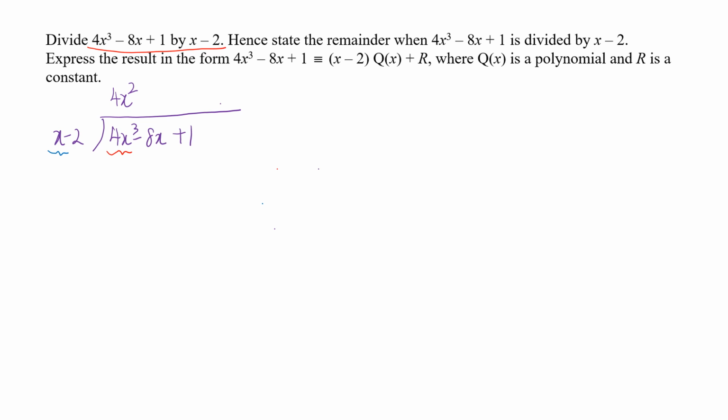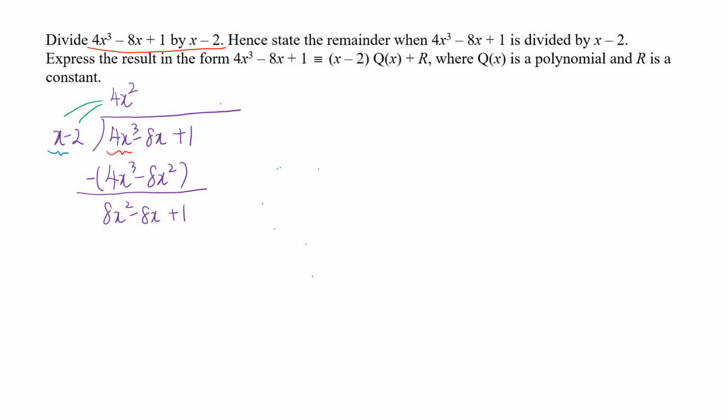Once you get the first term, the next step is to multiply the first term with both terms of your divisor. So that will give 4x cubed minus 8x squared. We have 4x cubed minus 4x cubed, which gives you 0. Negative 8x squared gives you 8x squared minus 8x. You can pull down the 1.